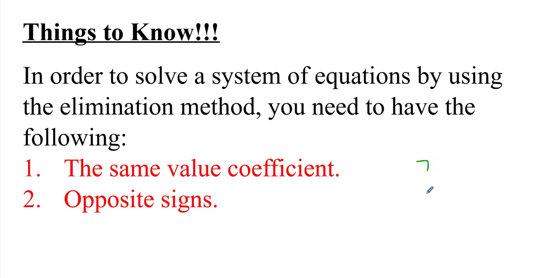And the reason that we need that is, like, if we had a positive 7 and a negative 7, what does that give us? That gives us that 0, so we are actually eliminating these values. So always, always, always think about these two things when you work with the elimination method. We're going to need the same value coefficient, and we're going to need opposite signs.